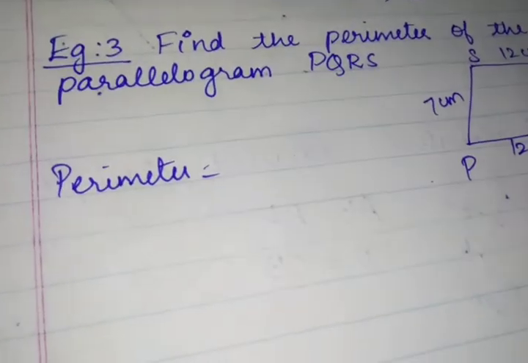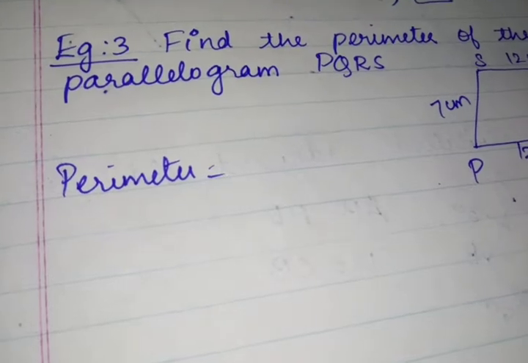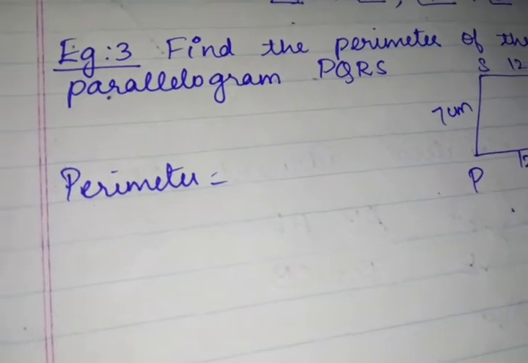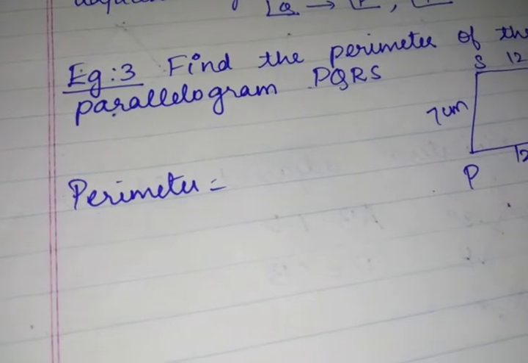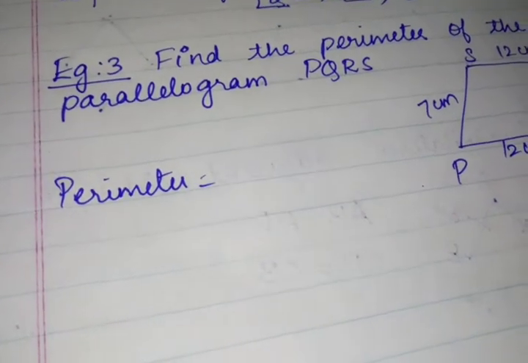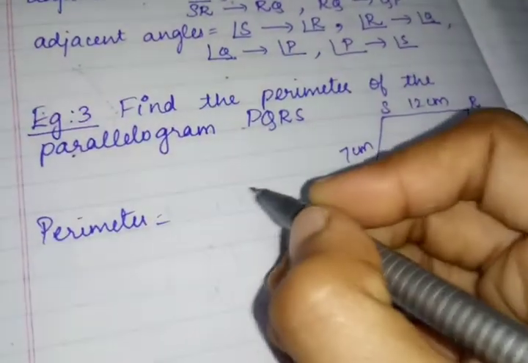If it is a square, what you will do? You will write 4a. Okay, you can do the formula. Since it is a parallelogram, or if it is a perimeter of the rectangle, 2 into (L plus B) you will write. Like that also you can do, no problem. But here I am going to add all the four sides.